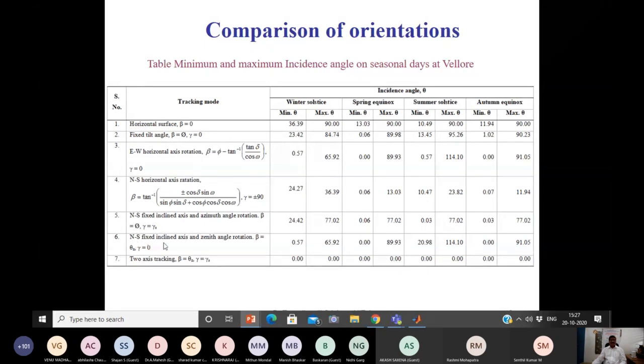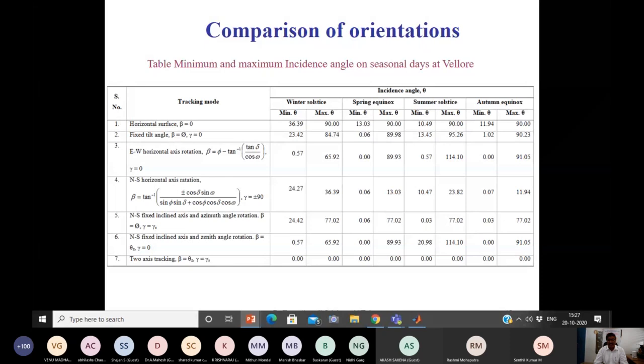And next is north-south fixed inclined axis and azimuth angle rotation, with beta equal to theta z and gamma equal to 0. That means from 3 to 6, these are single axis tracking systems. The last one, the 7th, is the 2 axis tracking system. You may see that in the 2 axis tracking system, the resultant incidence angle is always 0. In all the seasons, winter, summer and all, the minimum as well as the maximum incidence angle is always 0. That means we can reach the perfect tracking condition using this 2 axis tracking system.